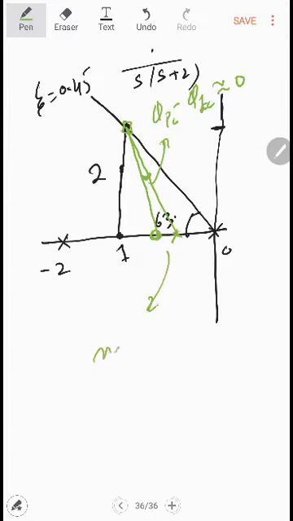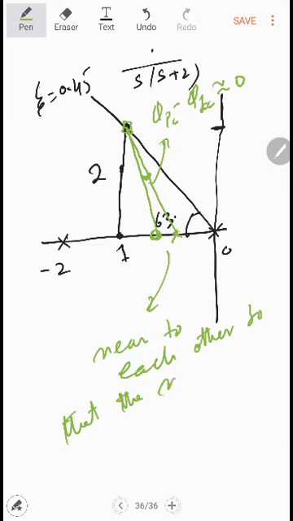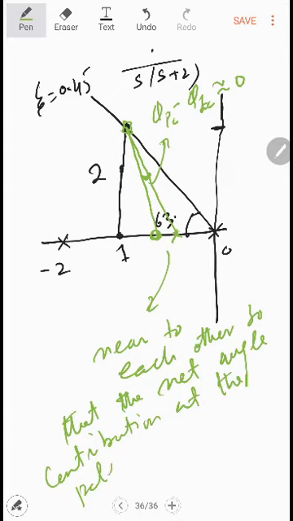So they are near to each other, so that the net angle contribution at the pole at S equal to minus 1 plus or minus j2, because we satisfy the symmetry, there are two poles, cancel out, or we can say they are negative of each other, so it is the same thing, so they cancel out.